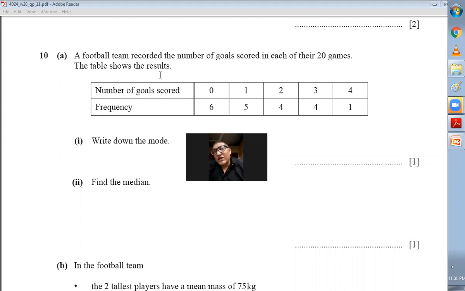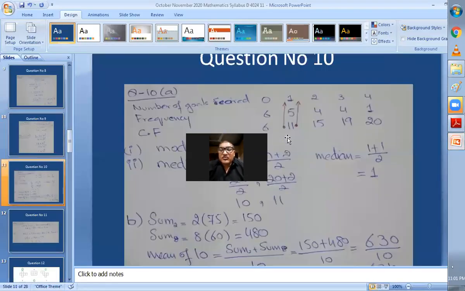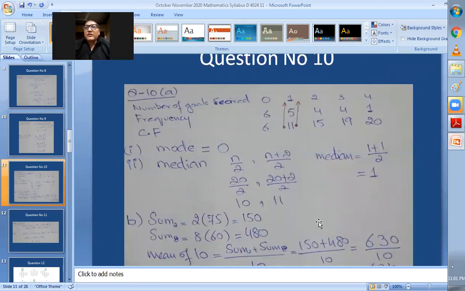If you want to find the median, I have to make another row here and write down the cumulative frequency. And you know how we get the cumulative frequency? I write the first frequency as it is, then I add the next and write the answer here, and to this answer I add the next and write the answer here. So let me show you how I have done this, so you will be able to understand it. So here we go.